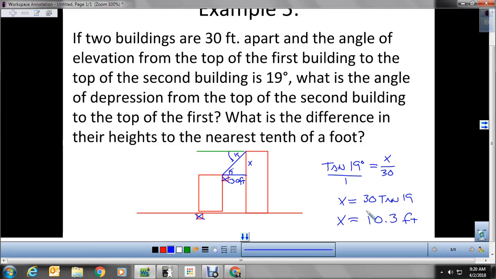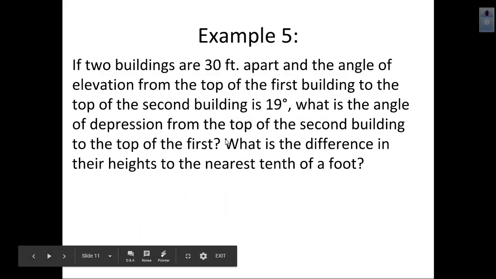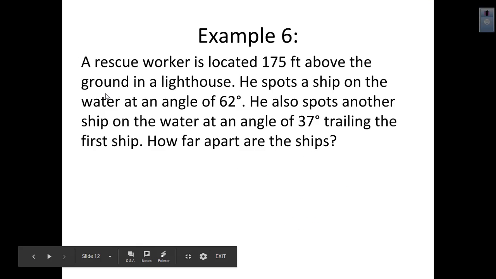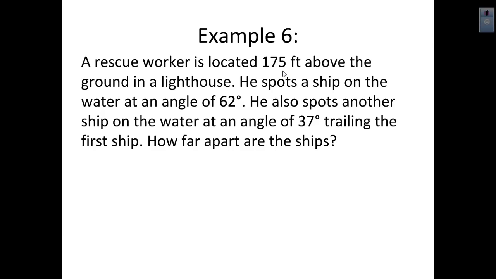All right, so let's go look at the next one. A rescue worker is located 175 feet above the ground in a lighthouse. He spots a ship on the water at an angle of 62 degrees. He also spots another ship on the water at an angle of 37 degrees, trailing the first ship. How far apart are the ships? So pause the video, try this one yourself, and come back to see how you did.